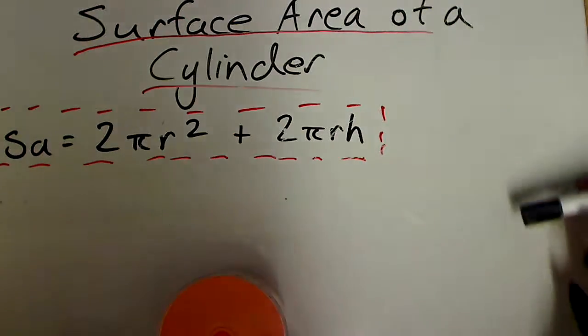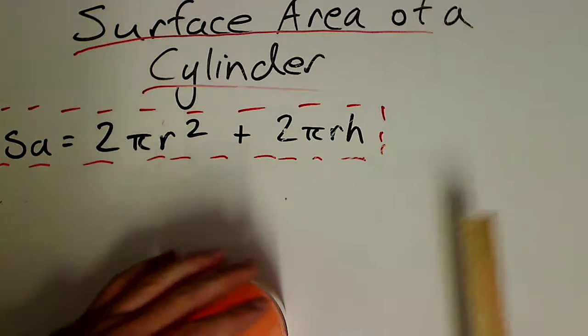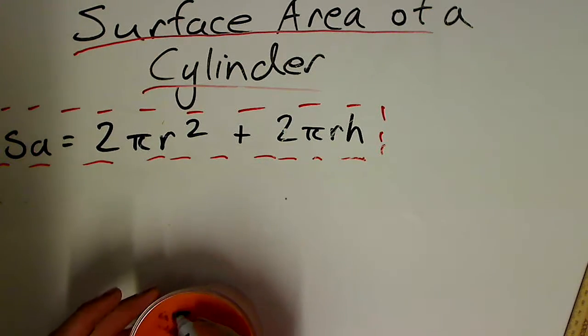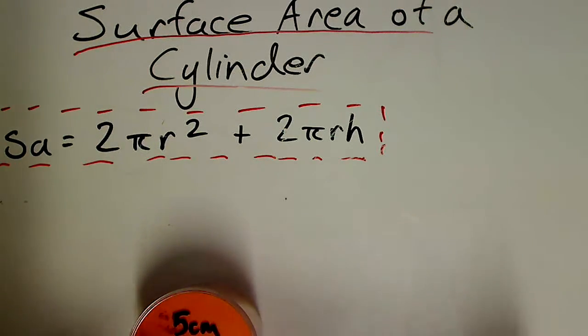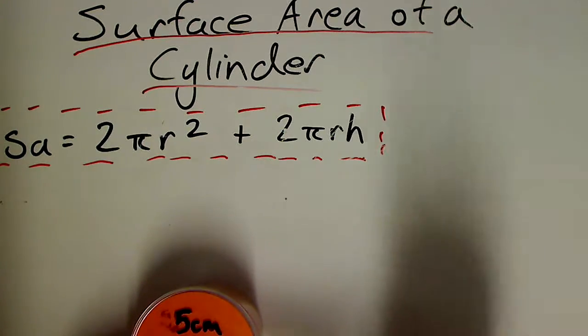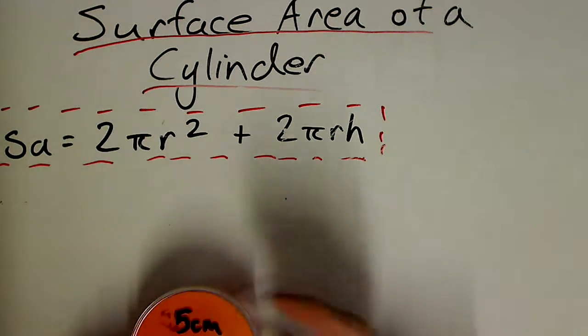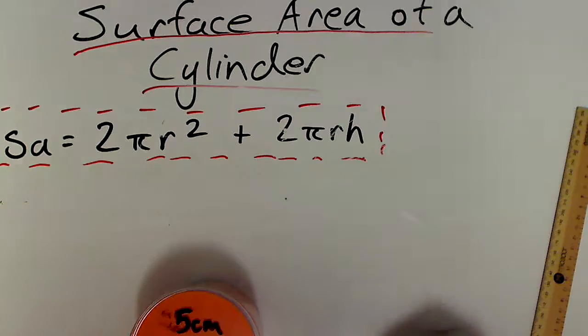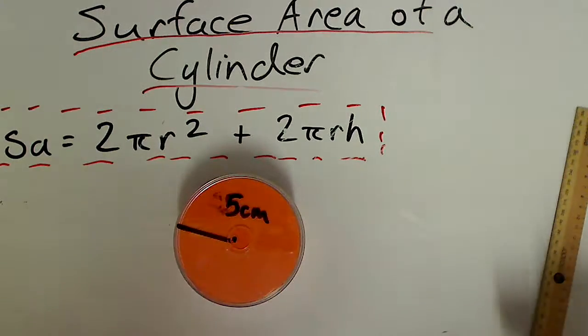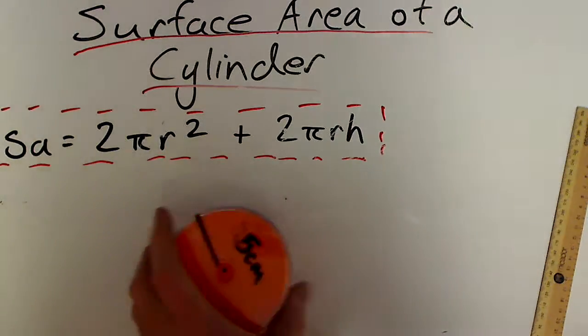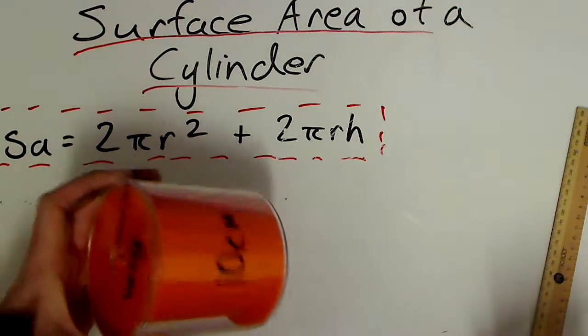So it's got a radius of 5. Sorry, I smudged my 5. And that's the line from the middle out. All these radiuses are the same because it's a circle, and that's what makes it a circle. But it's got a radius of 5 and a height of 10.